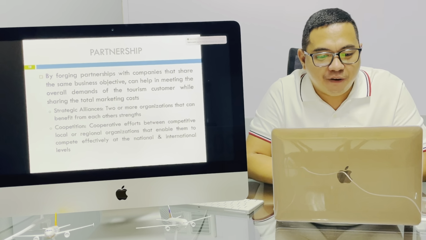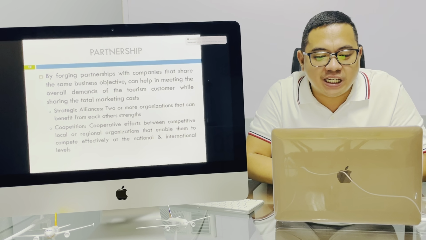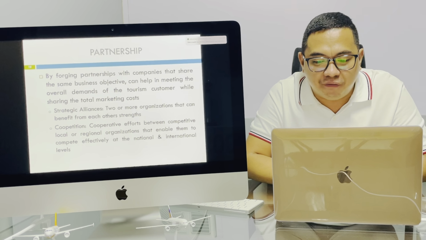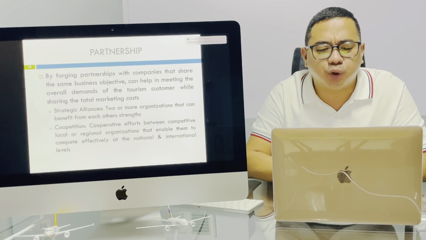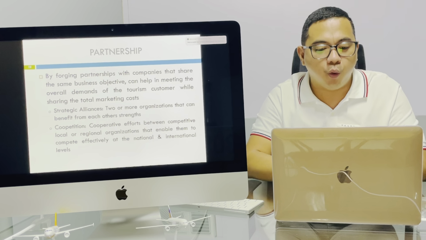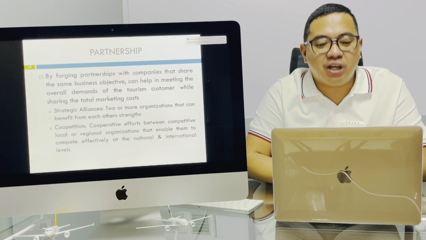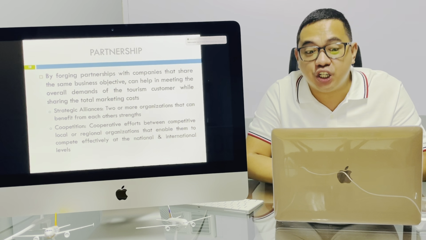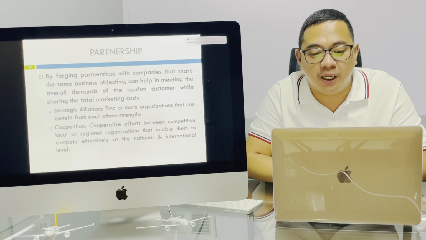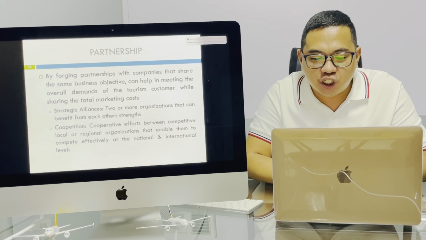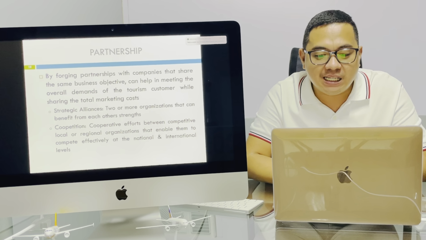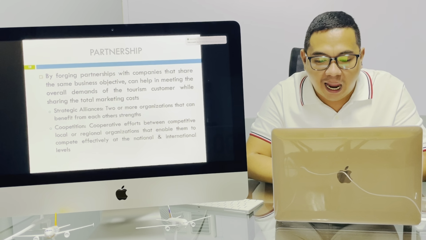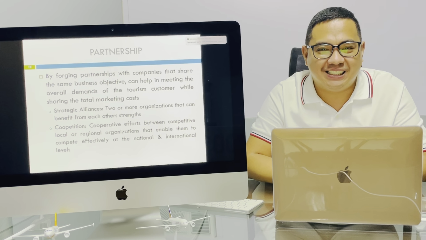Partnership. By forging partnership with companies that share the same business objective, it can help in meeting the overall demand of the tourism customer while sharing the total marketing cost. Okay. So, ano ini? Strategic alliances, two or more organizations that can benefit from each other's strength, and then the competition, cooperative efforts between competitive local or regional organizations that enable them to compete effectively at the national and international levels. Okay?